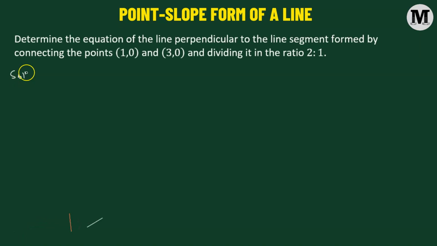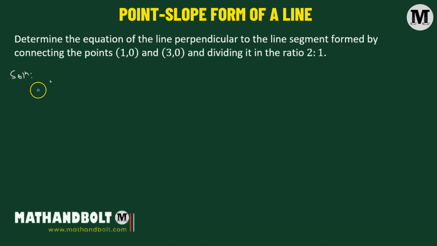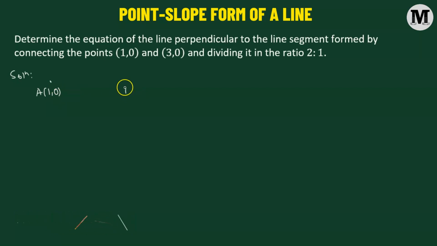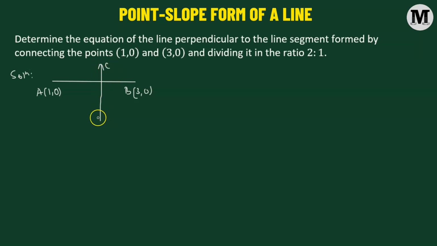So here we will consider a point A. Let's say A has the coordinates (1, 0). We're going to consider another point B with the coordinates (3, 0). Let's join point A and point B with the help of a straight line. So our goal will be to obtain the equation of a line that is perpendicular to AB. So let's say we consider the perpendicular line CD. This is a line segment CD that divides AB into ratio 2:1 and also it is perpendicular to AB.